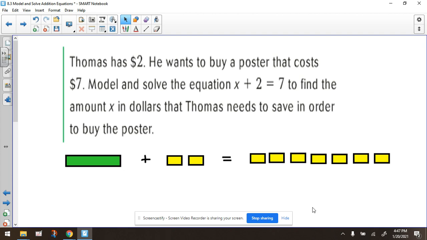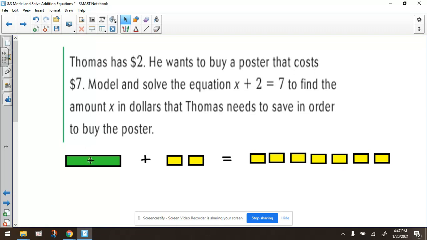We're taking a look at how you model an algebraic equation. So let's start with looking at this word problem. Thomas has $2. He wants to buy a poster that costs $7. Model and solve the equation x plus 2 equals 7 to find the amount x in dollars that Thomas needs to save in order to buy the poster.